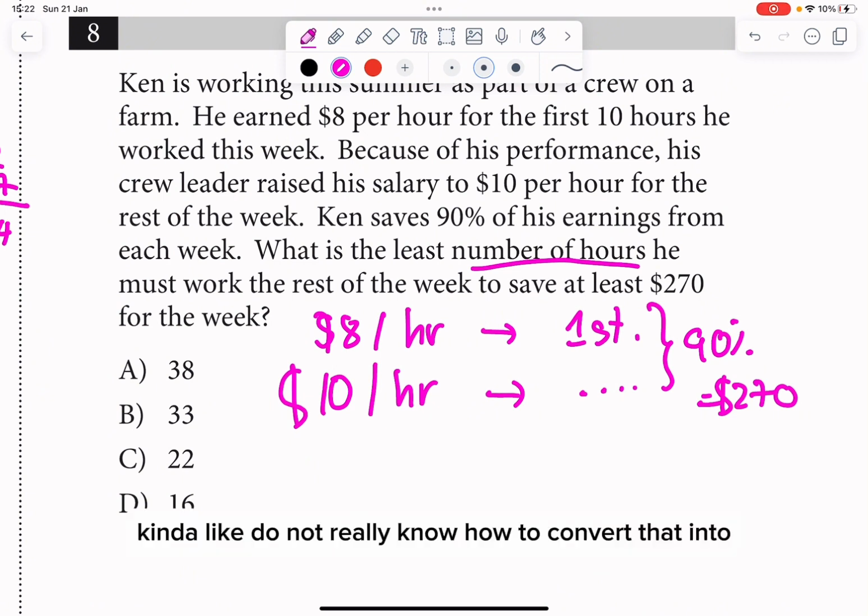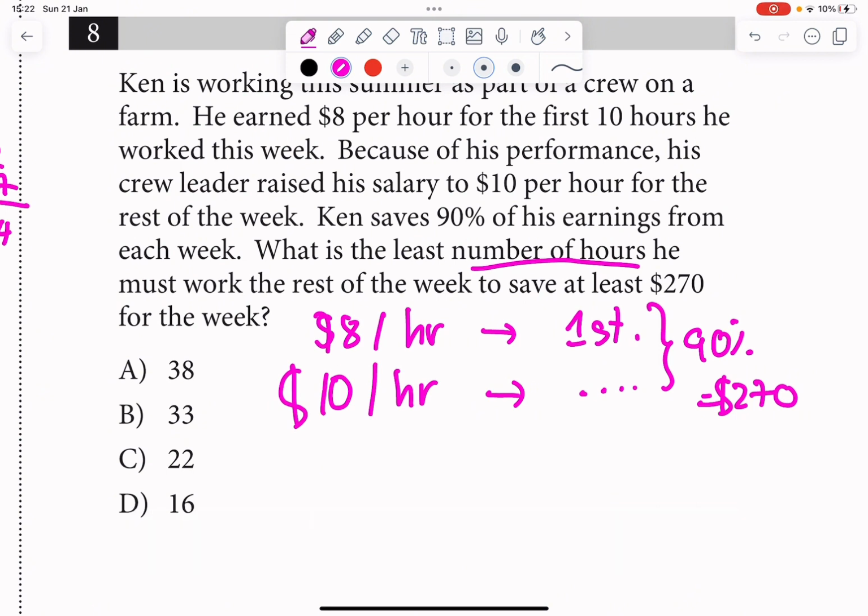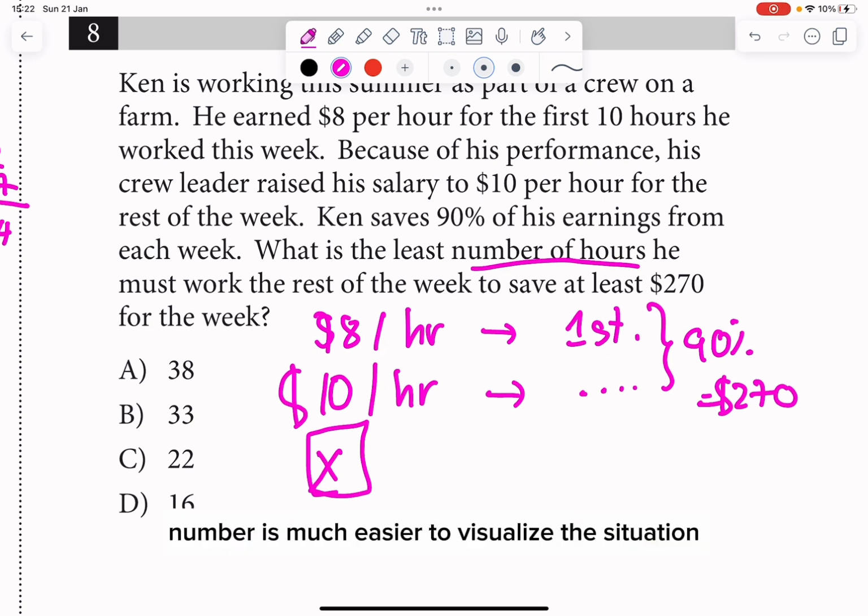Okay, I don't really know how to convert that into equations. The first week, so that means... I'm just going to assume that the number of hours he must work for the rest of the week is x. A qualitative number is much easier to visualize the situation, I guess. But I don't even know how to do this. What is the least number of hours he must work for the rest of the week to save at least $270 for the week?